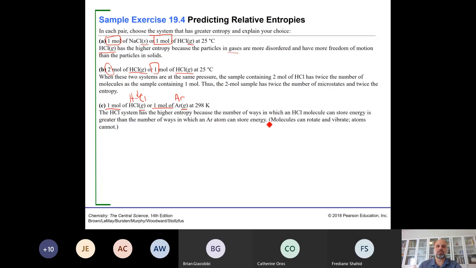The HCl molecule can rotate, right? It can vibrate, whereas an individual atom is not going to be able to rotate or vibrate. You look at an atom, it's a sphere. Rotation of an atom isn't doing anything in terms of entropy. There's no vibration that occurs because it's not connected to anything else.